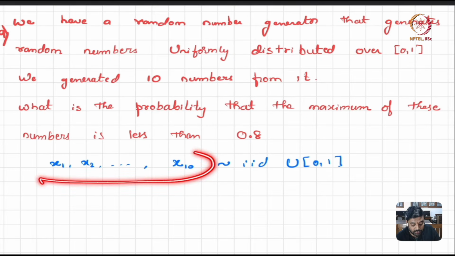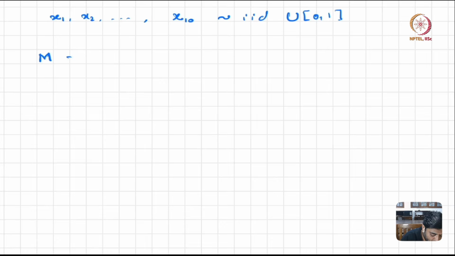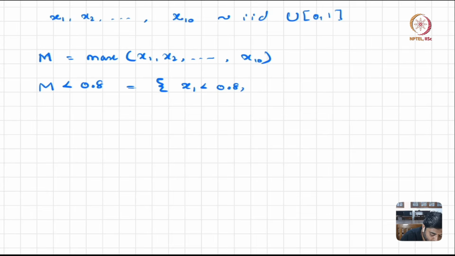Now, the maximum of these things is less than 0.8. That means that each and every one is less than 0.8. Correct? Now, let's say that m is the maximum, m is max of x1, x2, so on till x10. If my maximum value is less than 0.8, it means that individually x1 is less than 0.8, x2 is less than 0.8, so on, x10 is less than 0.8.